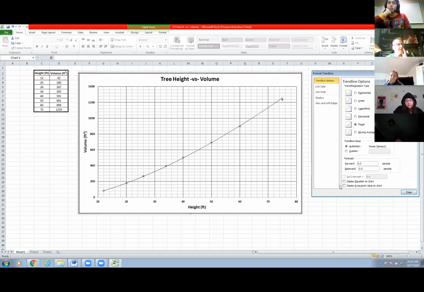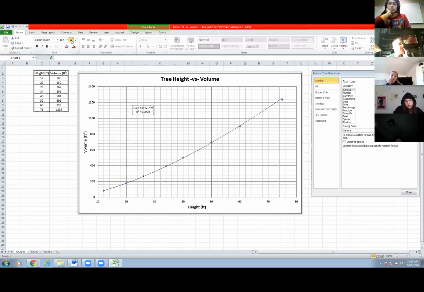Now, there's a couple things I can do here that are really cool. One of them is I can tell what the equation is, and I can even display that equation on the chart. So I'm going to go over here and make it nice and big.